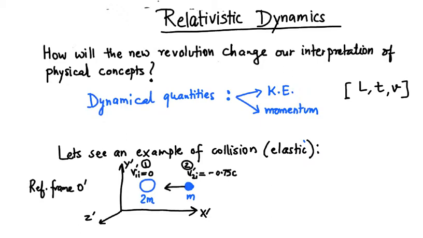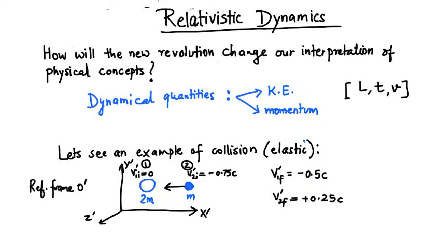Now, using classical mechanics, you can calculate their final velocities. So v prime 2f will be minus 0.5 c. I'm using the v prime symbol here because it is measured in reference frame O prime.